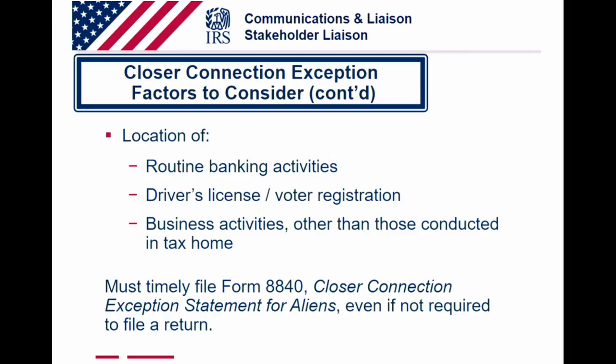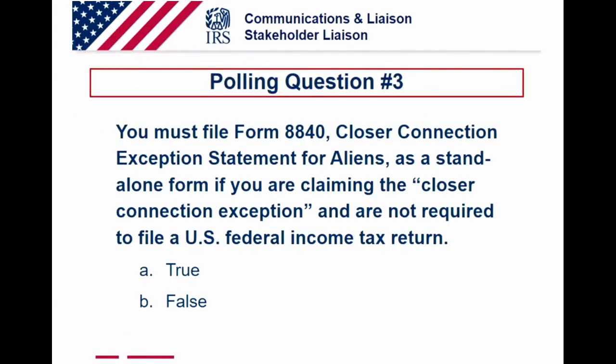Well, this seems like a good time for another polling question. Anika, what do you think? I agree. So, audience, it looks like we have another true or false question. The question states, you must file Form 8840 Closer Connection Exception Statements for Aliens as a standalone form if you are claiming the Closer Connection Exception and are not required to file a U.S. federal income tax return. Answer A, if you believe it's true. Answer B for false.